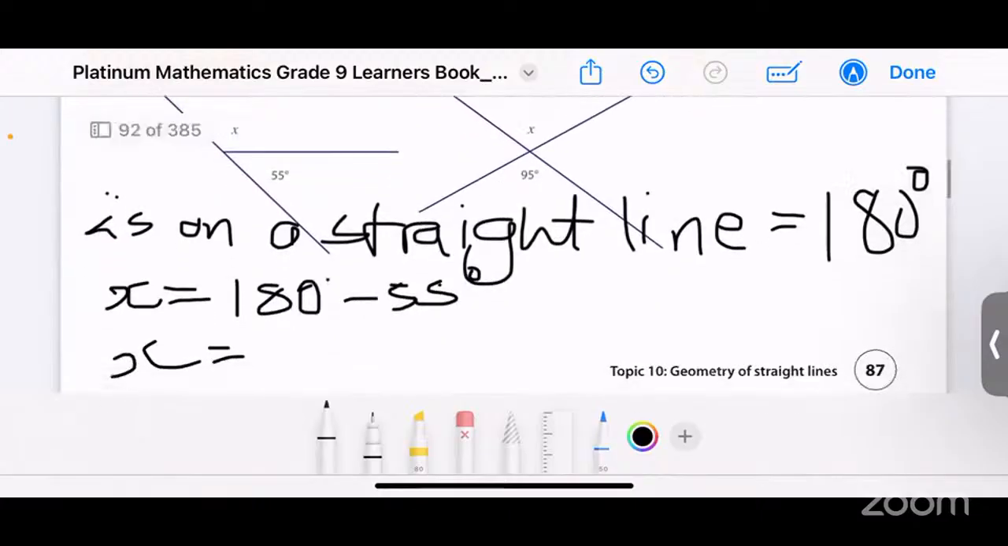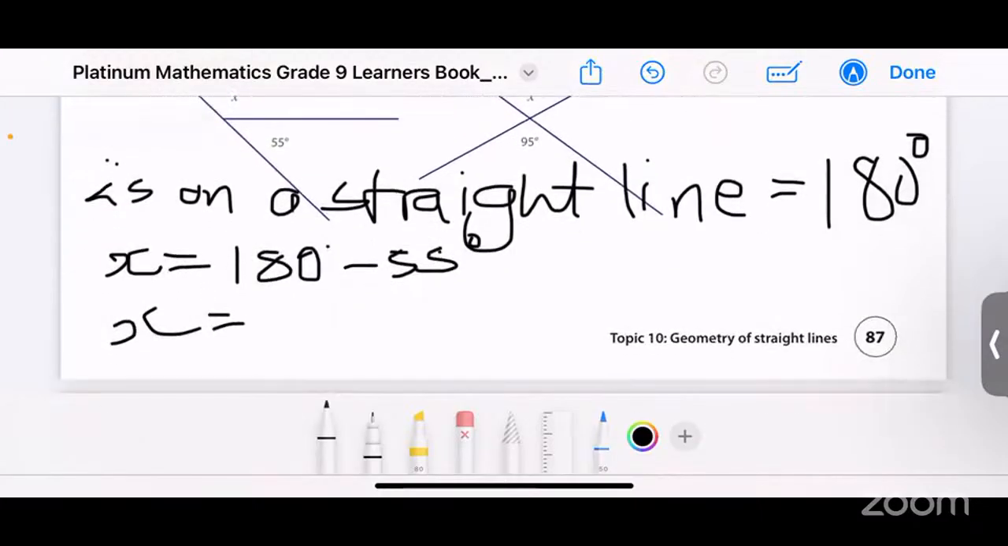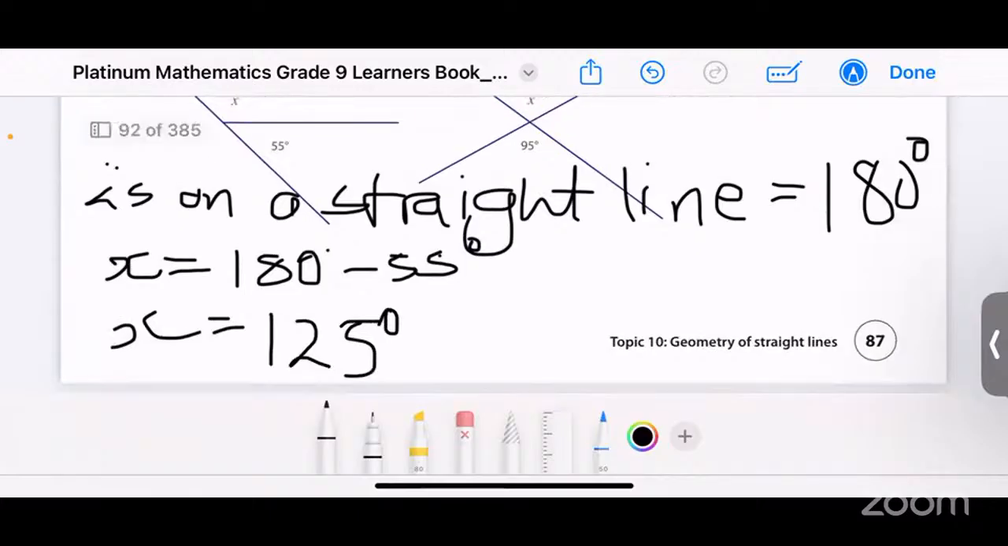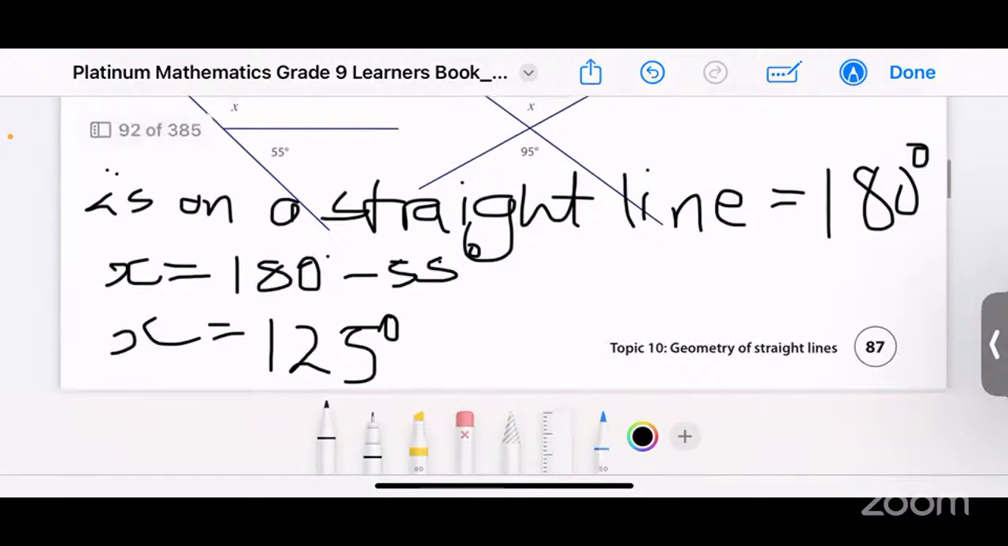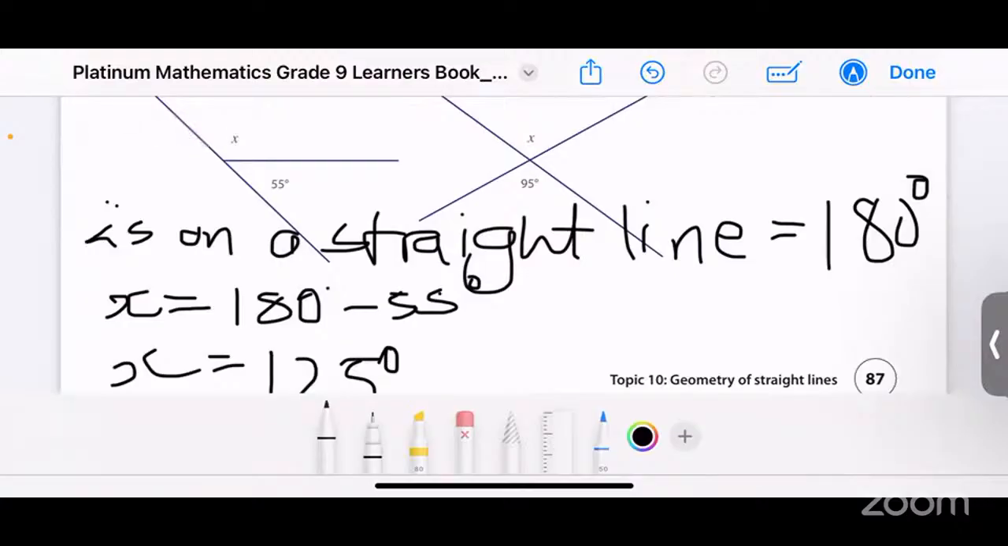What do you get? 125. So this is the value of X. Our reason is angles on a straight line add up to 180 degrees. That's the reason. When they ask you about the reason, that was the reason. Then let's quickly move to number 2.